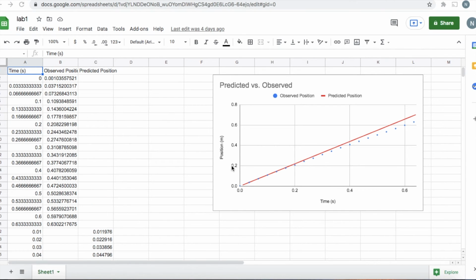And then over here we have the graph of the predicted versus observed position versus time, and they are pretty similar, the two graphs, but they do deviate from each other over here at the end. But this shows that the model is a pretty good representation of the observed motion of the tennis ball.